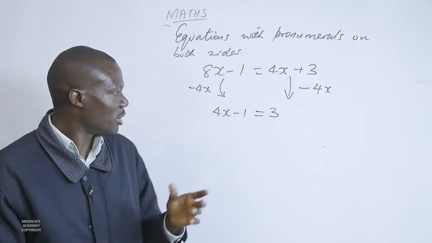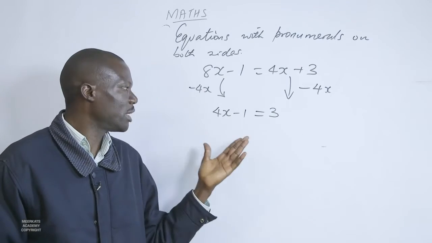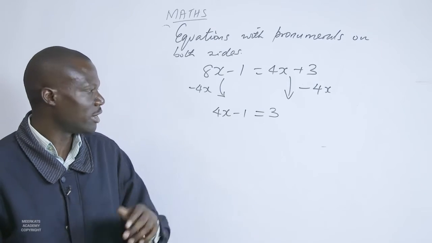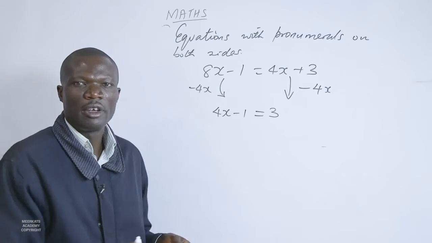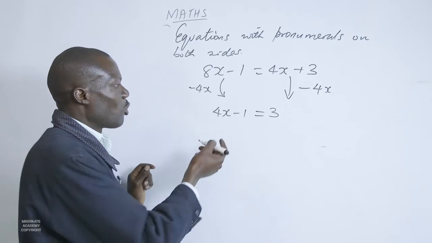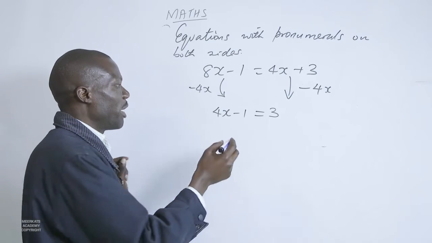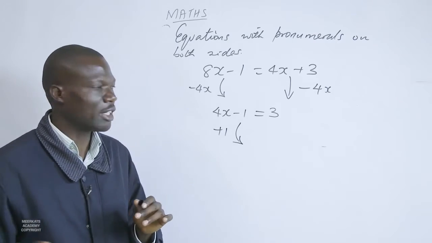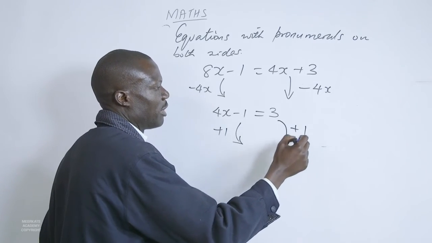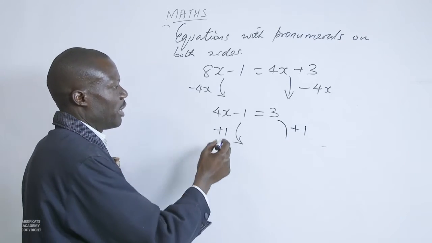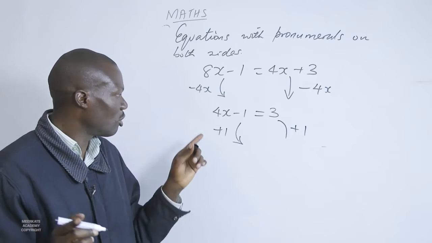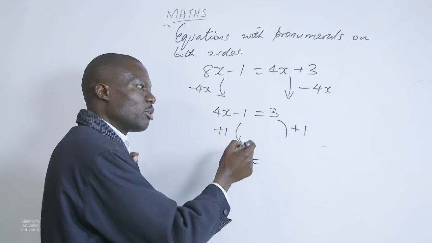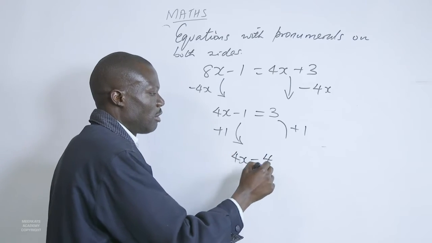We are now ready to look at the question because it is now simpler. And we can solve it the way we have been doing it, systematically. So the next number to look at is the 1. We have minus 1. The opposite of minus 1 is plus 1. So we shall add 1 on the left-hand side and also add 1 on the right-hand side. And you find that minus 1 plus 1 is 0, so 4x will remain. So we have 4x equals 3 plus 1, which is 4.